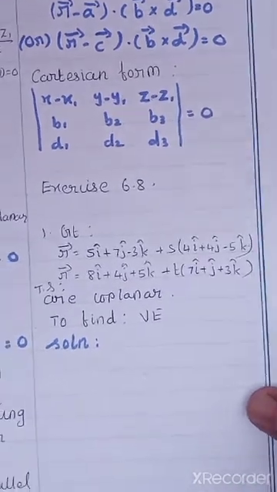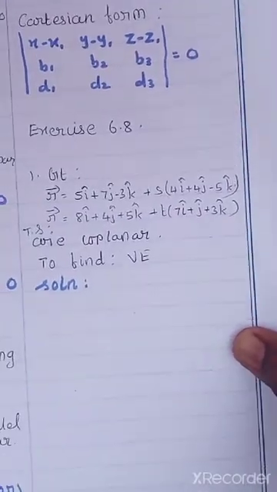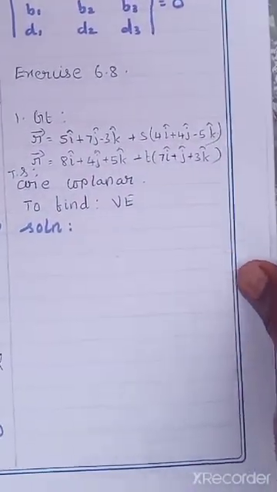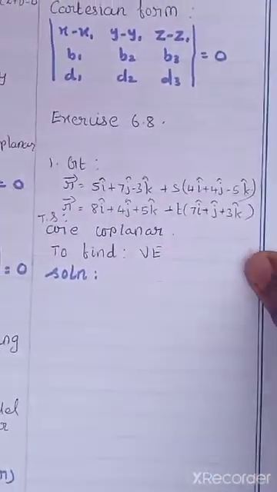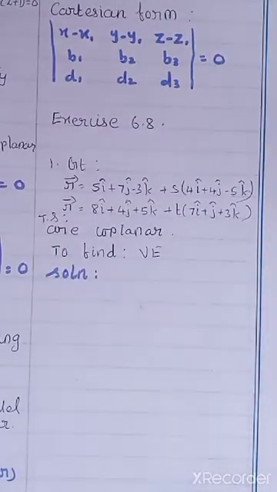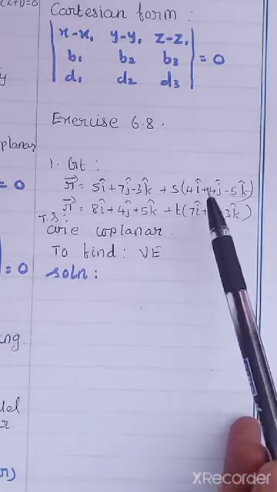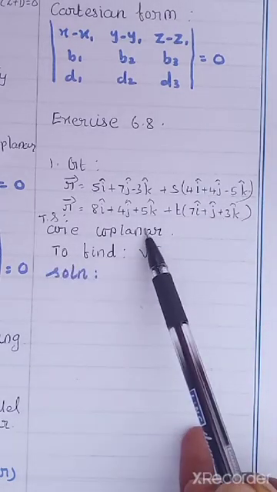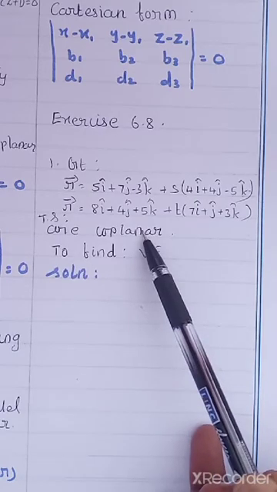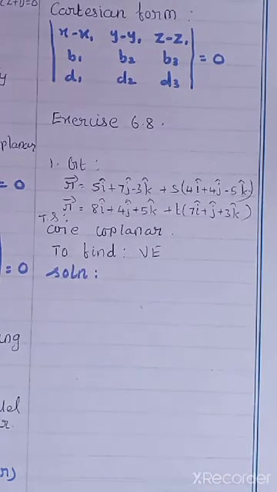Okay, so first, using these three forms, we are going to do exercise 6.8. So take your exercise 6.8. What is your first question? Show that the two lines given are coplanar. So we have to show that these two lines are coplanar. Also, we want to find the vector equation.